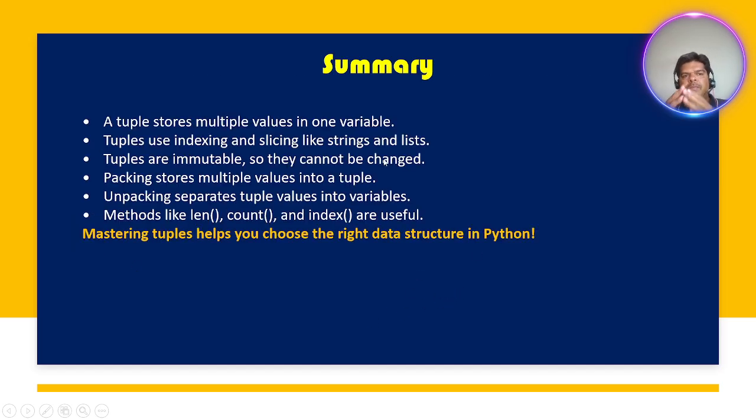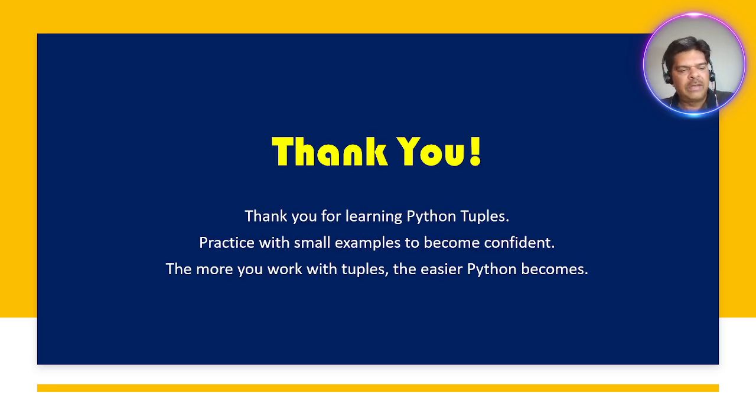Okay. So list and tuple are both data structure types. Both are used for storing multiple values in a single variable. But a list is mutable, and a tuple is immutable. That means you cannot change any values. So a tuple stores multiple values in one variable. Tuples use indexing and slicing like strings and lists. Tuples are immutable, so they cannot be changed. Packing stores multiple values into a tuple. Unpacking separates tuple values into variables. Methods like len, count, and index are useful. Okay, this is the concept of tuple. Thank you. So we'll see it again in the next topic.